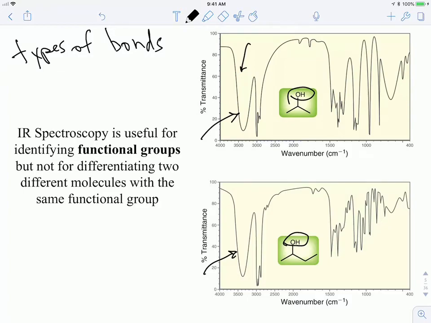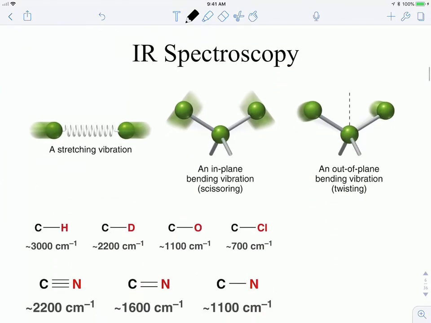So IR is usually just one piece of the puzzle. It tells you what functional groups are in the molecule, but it doesn't tell you the overall structure of the molecule. Stated another way, infrared spectroscopy would not allow us to differentiate between these two molecules. So here we have 2-propanol, and here we have 2-butanol, and notice that their infrared spectra are very similar, and we wouldn't be able to tell them apart. We would just know there is an alcohol present in the molecule. So to summarize, we're going to use infrared spectroscopy to identify types of functional groups.